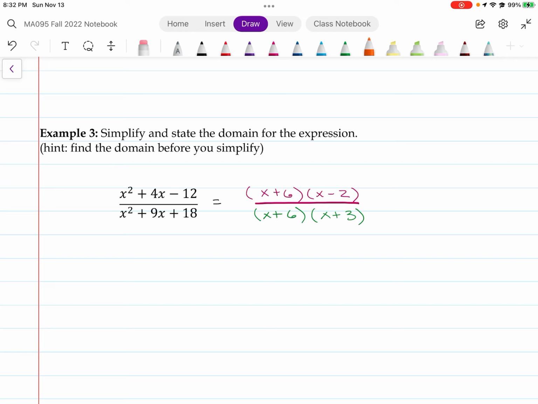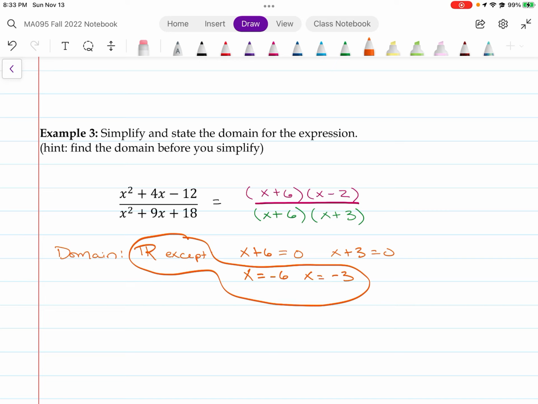All right, so the domain is going to be all real numbers except where x plus 6 equals 0 and where x plus 3 equals 0. I'm going to do this a little differently so you can see there's a couple different ways to think about it. So that means where x equals negative 6 and where x equals negative 3. Here's how we would say it: all real numbers except x equals negative 6 and x equals negative 3.